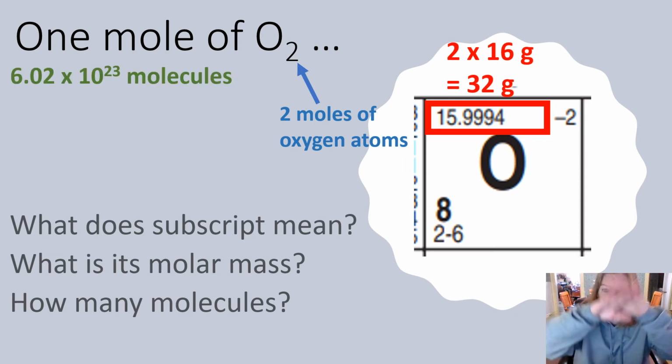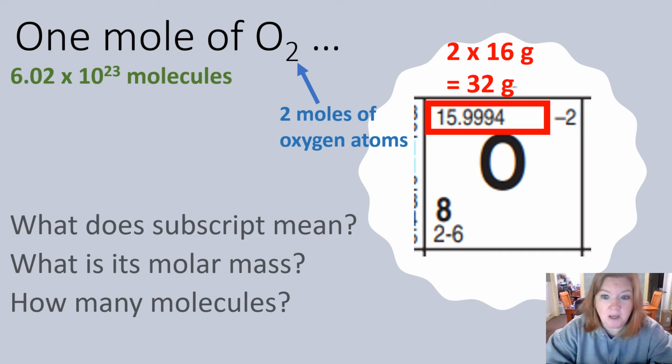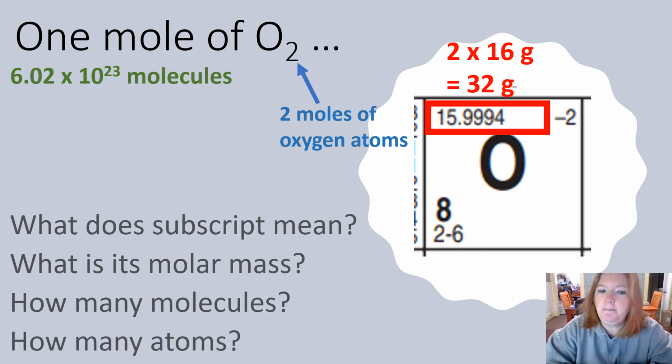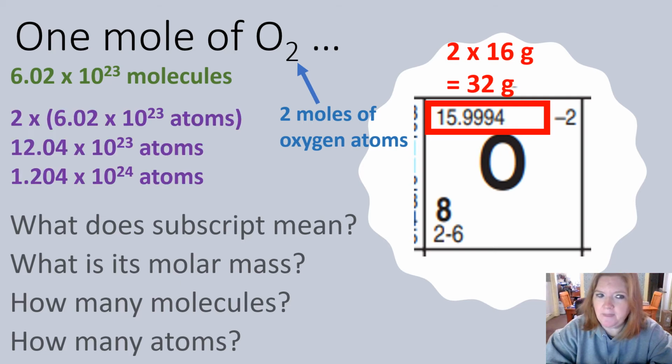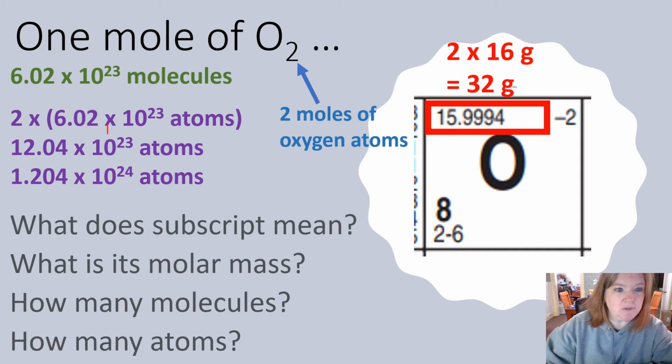How many molecules do we have? Well, the molecules is the whole package. So I have 6.02 times 10 to the 23rd because I have a mole. But how many atoms? Well, I would have 2 times the 6.02 times 10 to the 23rd. Okay? So to do this, I just multiplied these 2 numbers together to get this. And then I had to move the decimal point 1 place to the left, which means this exponent went up 1. Okay.